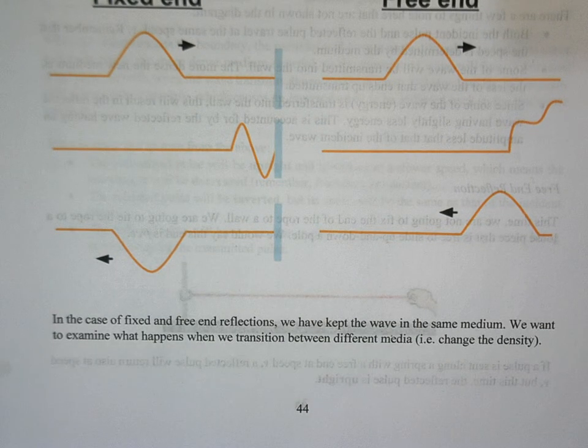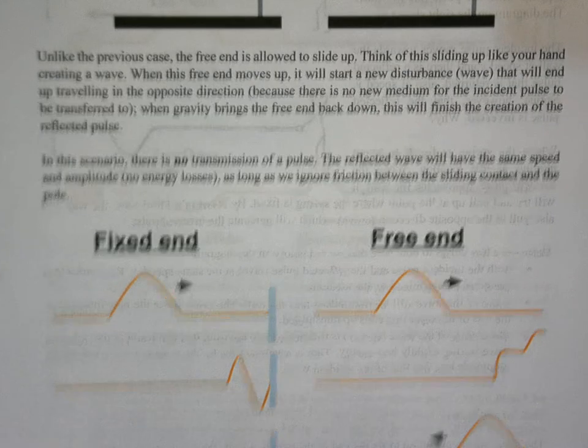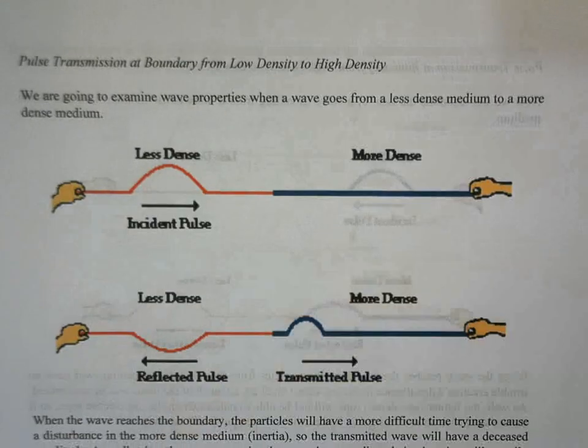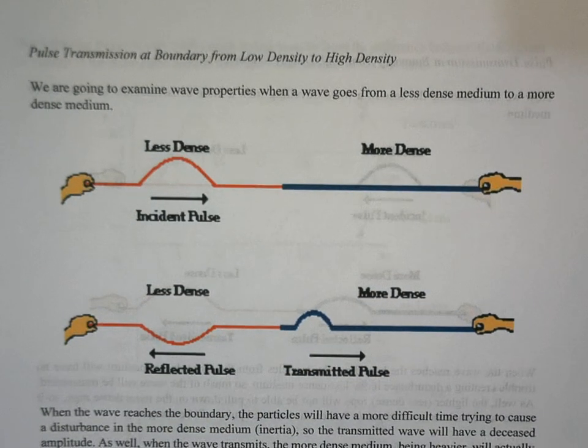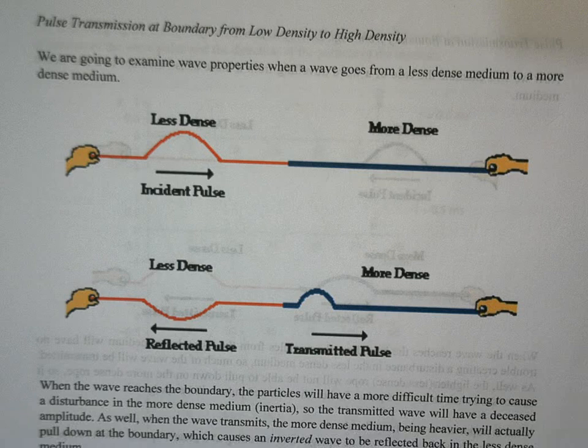Now, fixed end and free end reflections deal with the case of staying in the same medium. What we'd like to do is see what happens when we decide to go between media. So the first case is if we happen to be going from a low density to a high density medium.